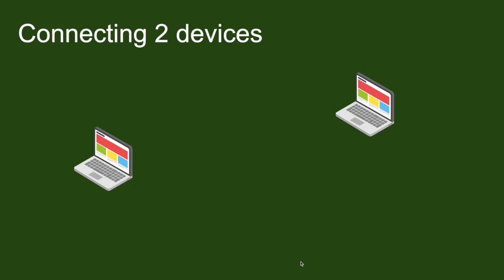Let's take each scenario and identify what should be the best devices in that scenario for a network administrator to make sure the connectivity between these devices is working properly and as expected. So let's take the simple case of two devices. Let's say you have two laptops and you want to make sure that this communication is actually happening.